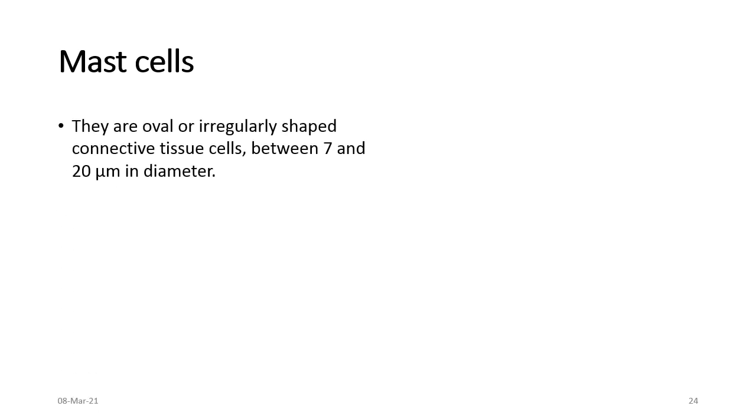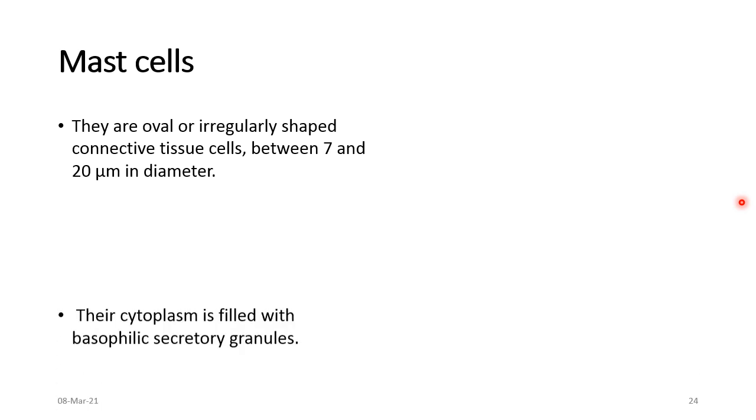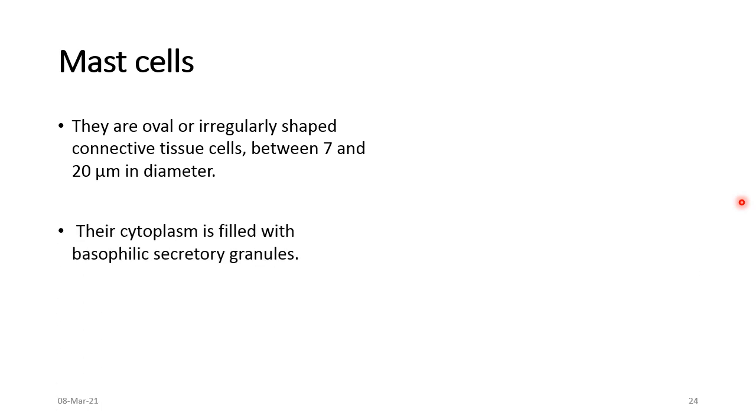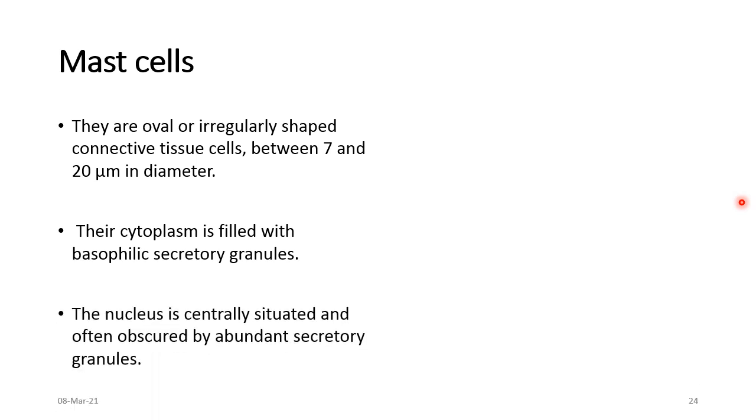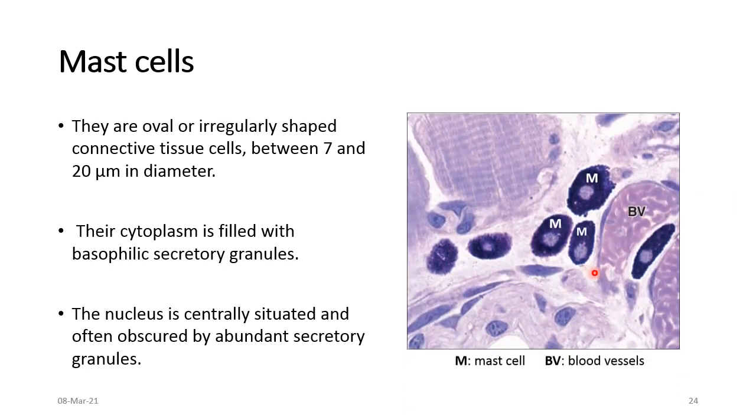The mast cells are oval or irregularly shaped tissue cells between 7 and 20 micrometers in diameter, and their cytoplasm is filled with basophilic secretory granules. The nucleus is centrally situated and often obscured by abundant secretory granules. Let's see in this image. M stands for mast cells. These are the mast cells. They are found near the blood vessels, PV for blood vessels.